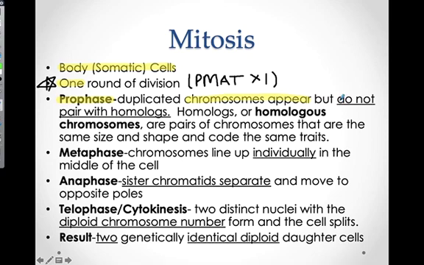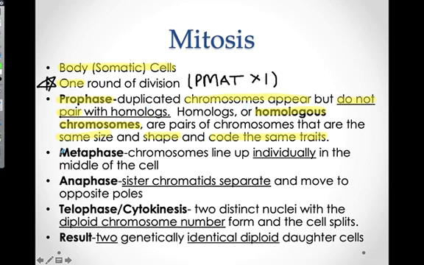It's important to remember that you don't have any pairing. So the chromosomes do not pair. The homologs, these are matching chromosomes, don't pair up during prophase of mitosis. You may want to make sure you know what that is. Homologous chromosomes are chromosomes that have the same size and the same shape, and they code for the same traits. Half of your chromosomes would come from your mom, half from your dad, and those matching chromosomes would pair up. But not during mitosis. That's going to happen during meiosis.